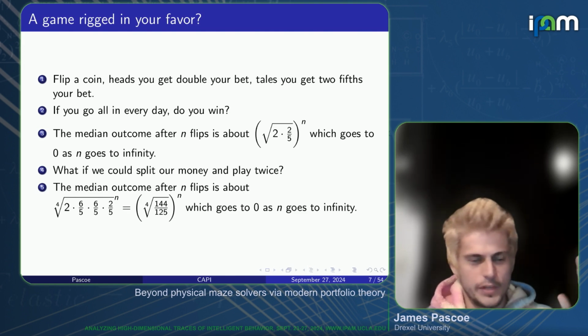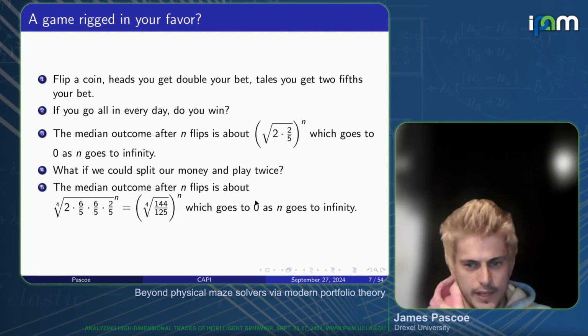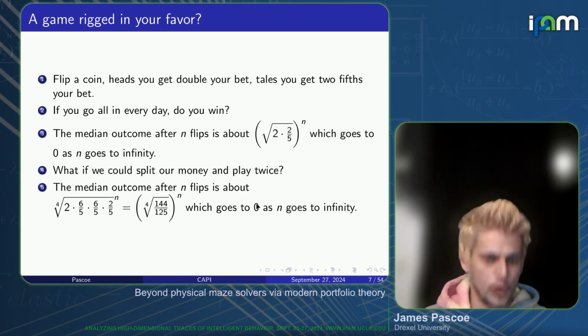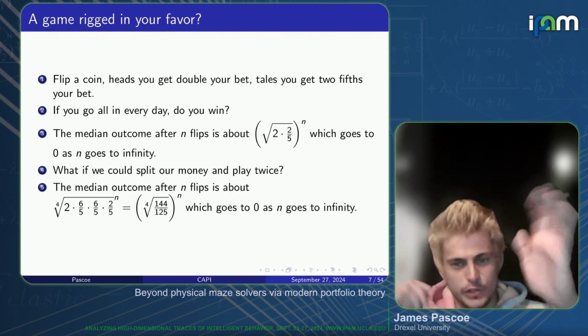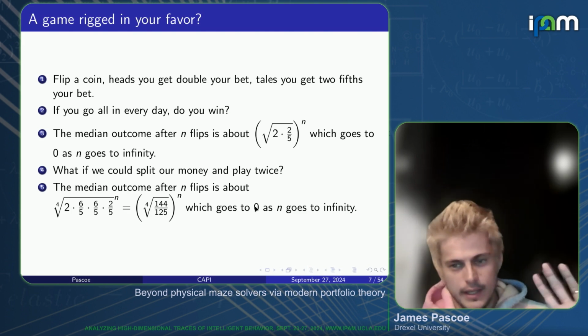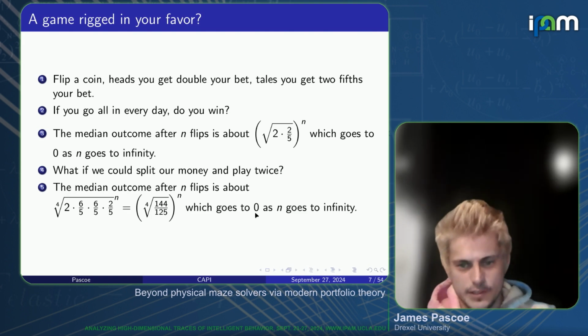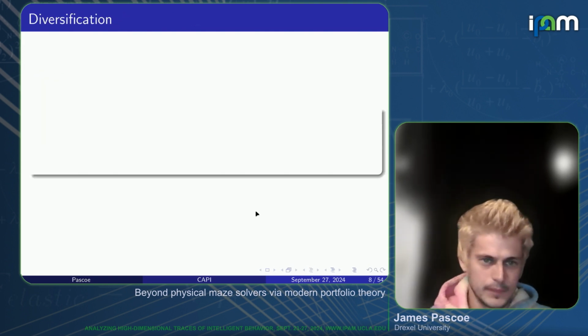Okay, so this says that if we diversify into two different coins, we can actually make the game work in our favor, even though if we were to only do it with one coin, we would get zeros and it goes to infinity. This again should be an infinity here.